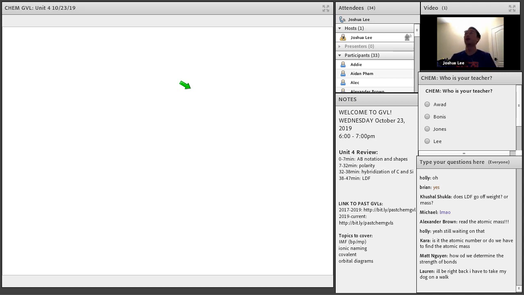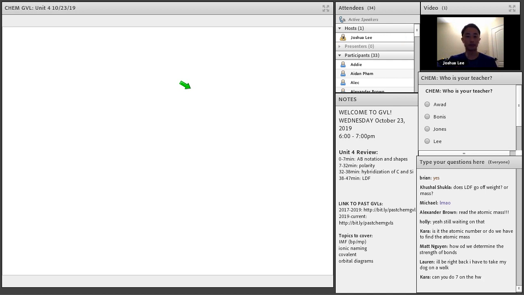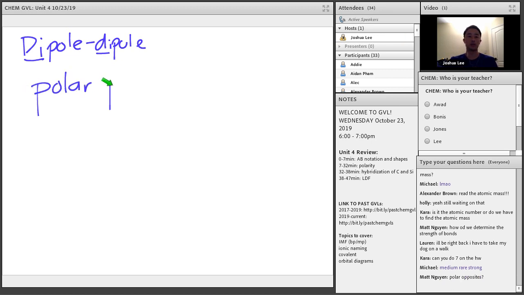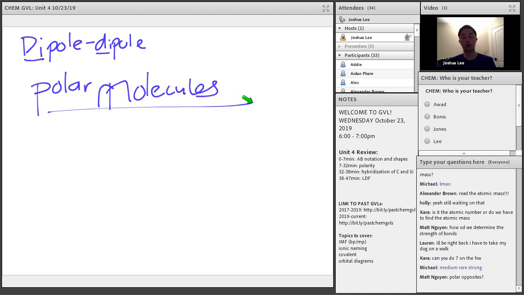All right, so next one. After LDF, we have dipole-dipole. Dipole-dipole means you have one molecule with two sides of a molecule, and we have another molecule with two sides of the molecule. So this is always going to occur between polar molecules. So you have to be good at figuring out if a molecule is polar or not.